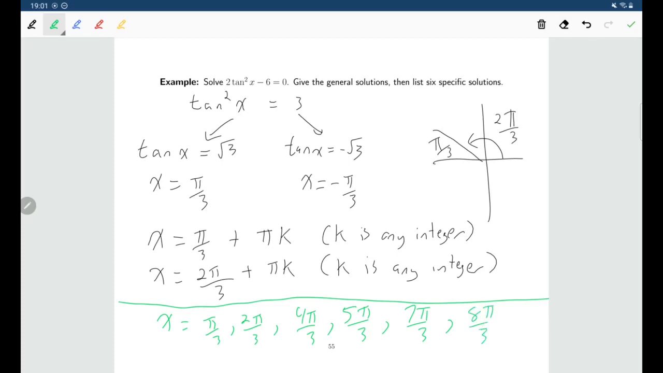And you could continue going. Again, for any integer value of k, this will give you one value, and this will also give you one value that would solve your equation. So these are 6 of the infinitely many different solutions for that equation, 2 tangent squared x minus 6 equals 0.